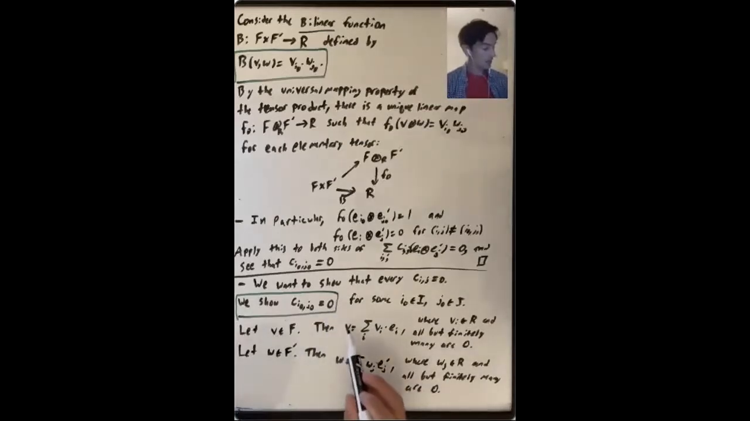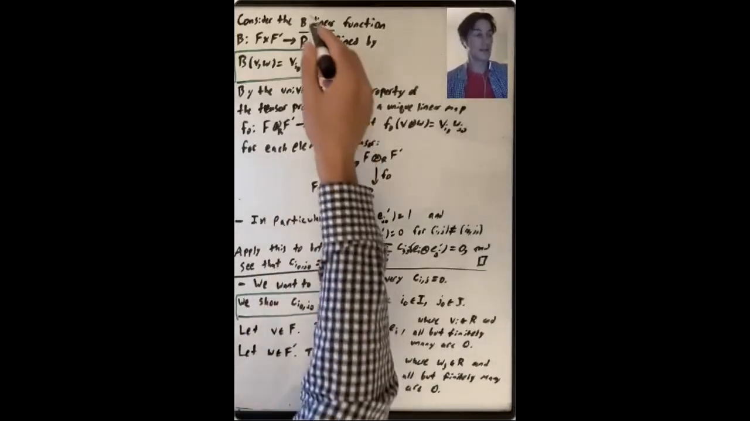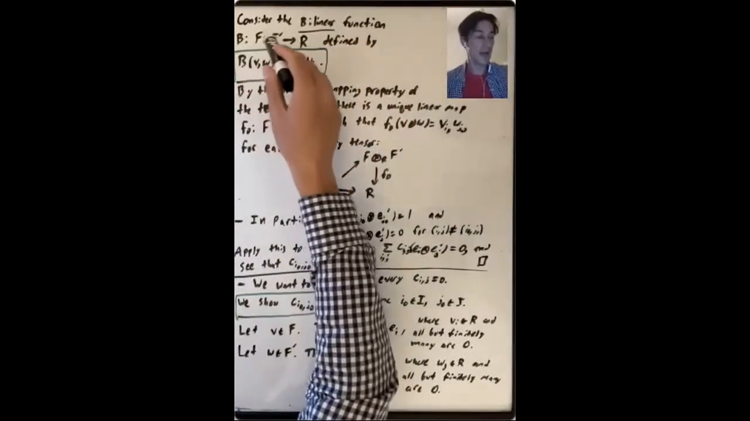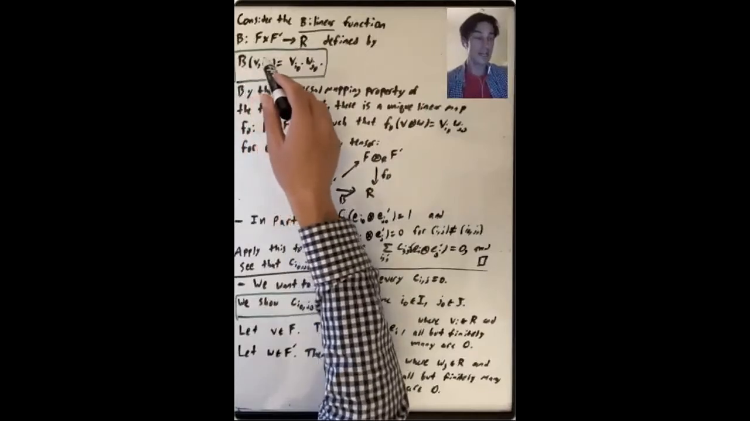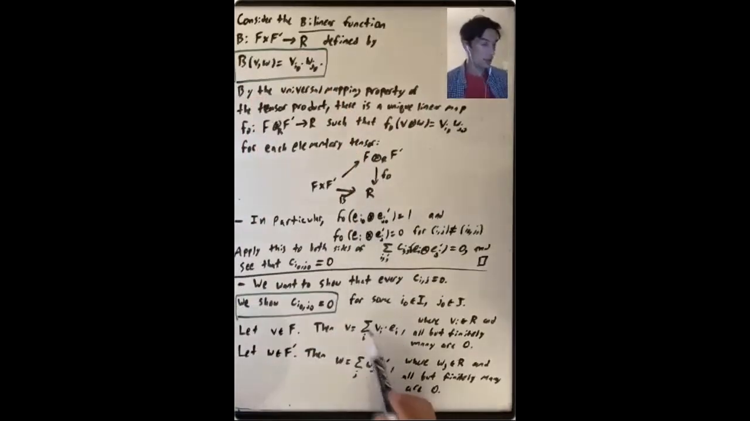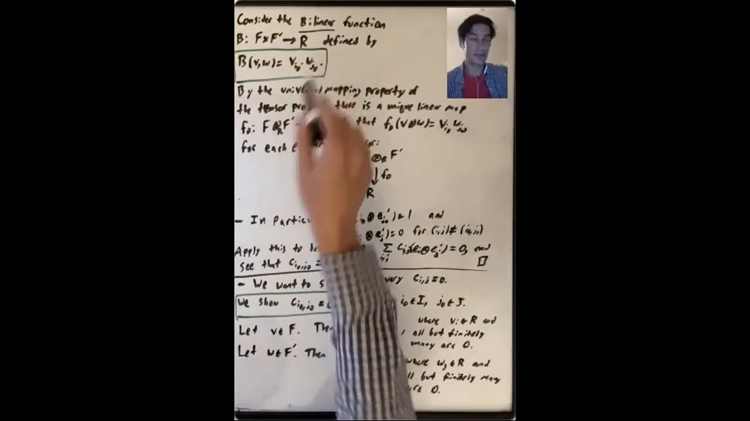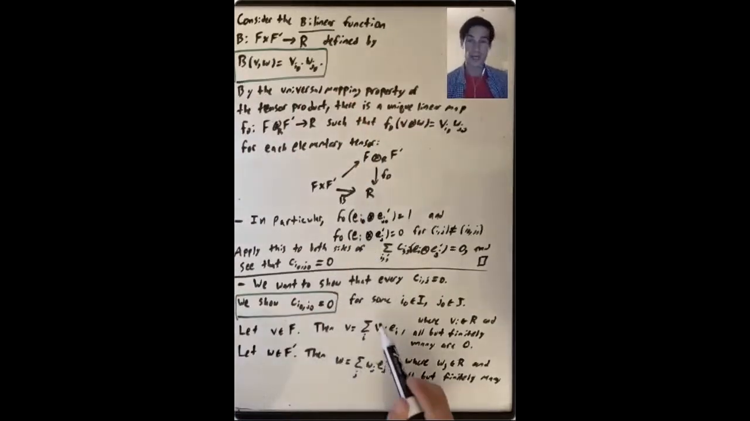OK, we can express our elements of our free module in terms of the basis for each one. What are we going to do with this? The idea is to consider the appropriate bilinear function. We have a bilinear function, b, from F cross F prime to R, defined by taking b of (v, w) and sending it to v_i0 times w_j0, the product of the two ring elements that occur in these expansions in terms of the bases that we're given.